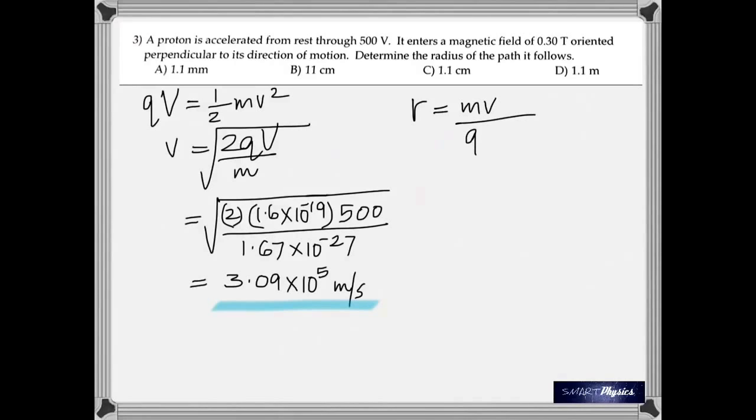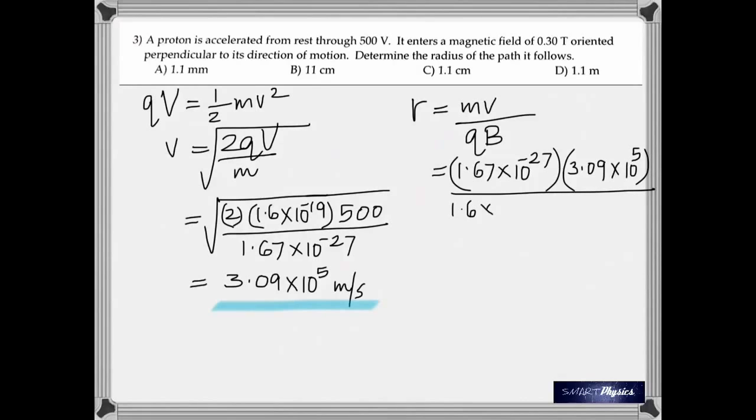And then the radius is mv by qB. Mass of the proton times the velocity that we got right now, divided by the charge, times the magnetic field, and that gives 1.1 times 10 to the negative 2 meter.